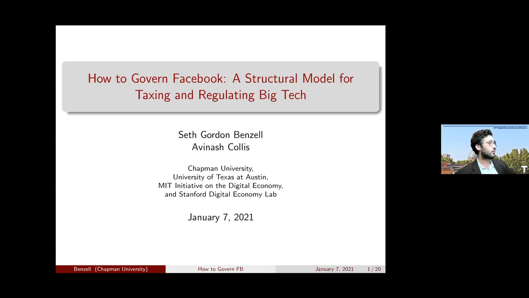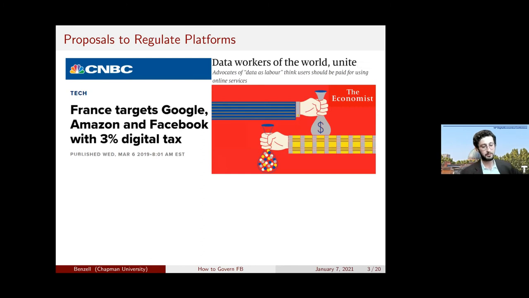So first off, we all know that we're worried about monopoly power amongst these big firms. We think they have supply side economies of scale because of low marginal costs. And for digital platforms, we also think that they have demand side economies of scale because of these network effects that make the product more valuable as more people use it.